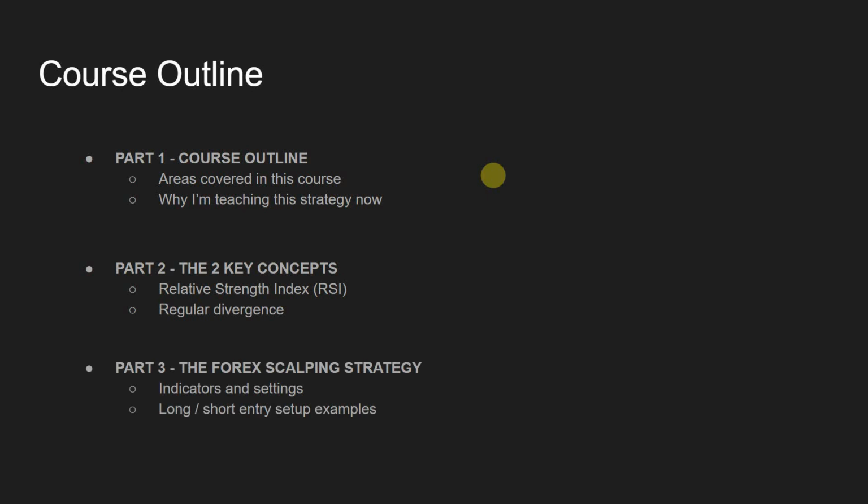Part 3 actually goes into the meat of the strategy. I go through the indicators that I use, the settings that I use, and some variations of that depending on your trading style. All the indicators, settings, and templates in this course are 100% free. You can get them by clicking the link in the description, so you'll have everything you need to start trading this strategy today, hopefully on demo. Then I go into some examples of long trade setups and short trade setups, and walk you through each of the rules step by step, so it's quite clear.